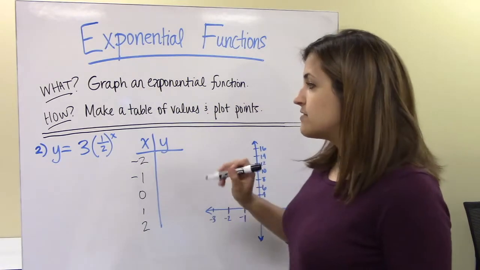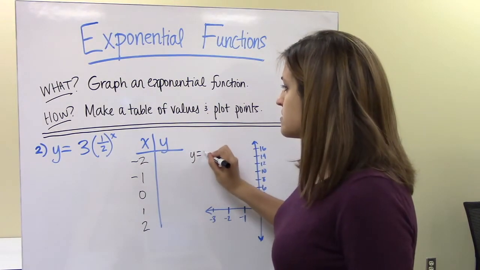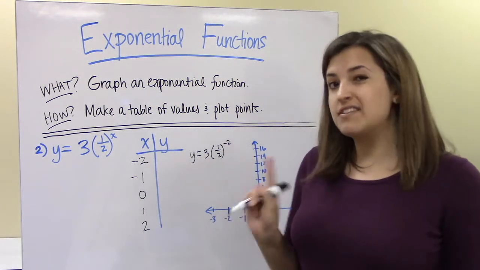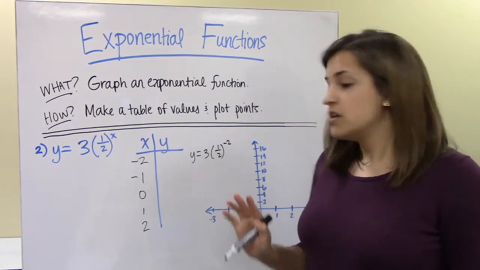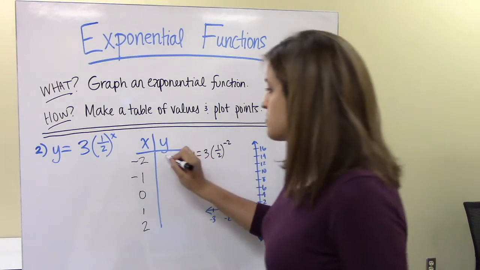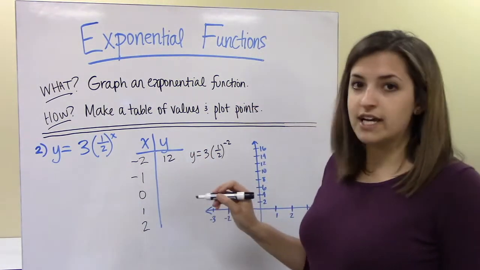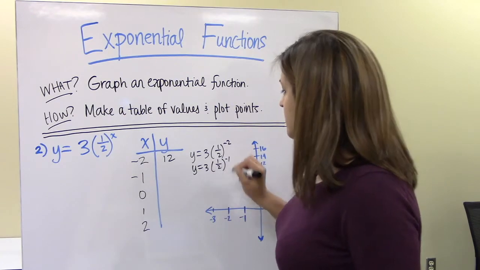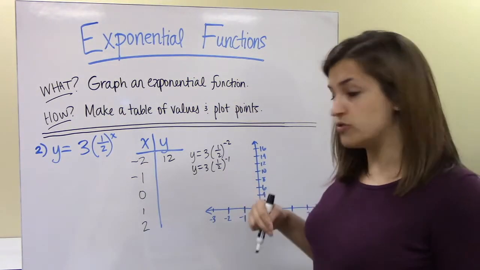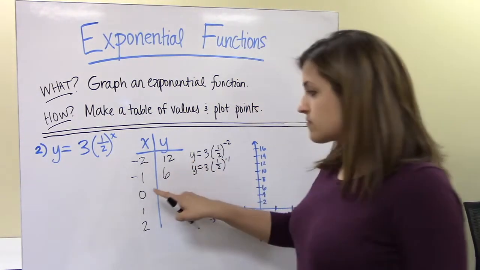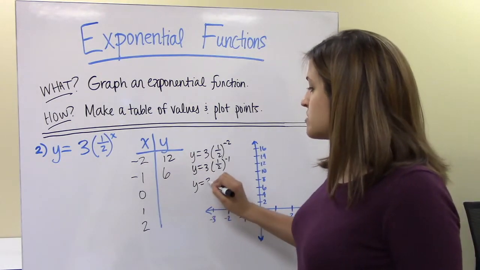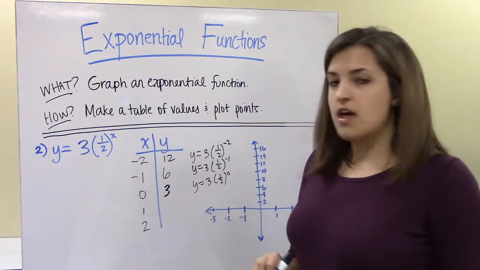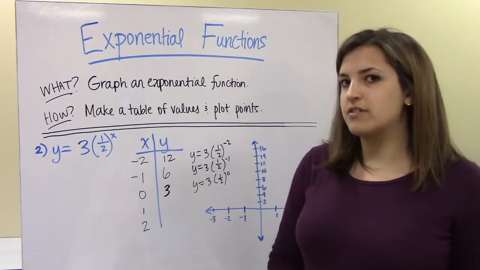When we plug in -2, we're going to get y equals 3 times 1/2 to the -2. 1/2 to the -2 is actually 4. So 3 times 4 is 12. When I plug in -1, I get y equals 3 times 1/2 to the -1, and that's 3 times 2, so that's 6. When I plug in 0, I'm just going to get 3, since 1/2 to the 0 is just 1. And you should be able to notice a pattern so far.